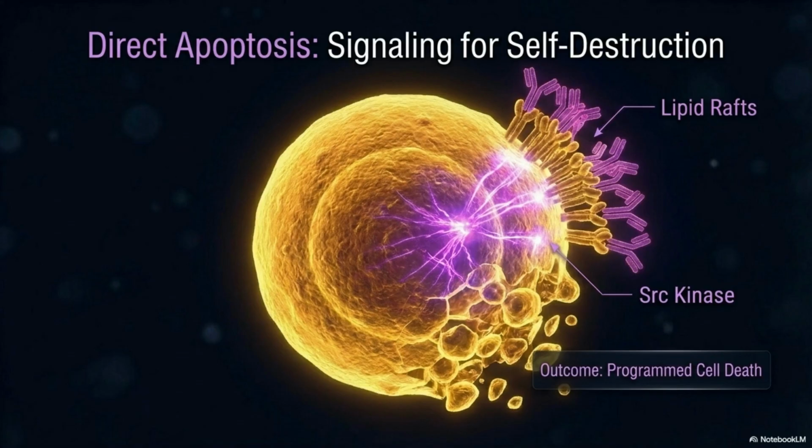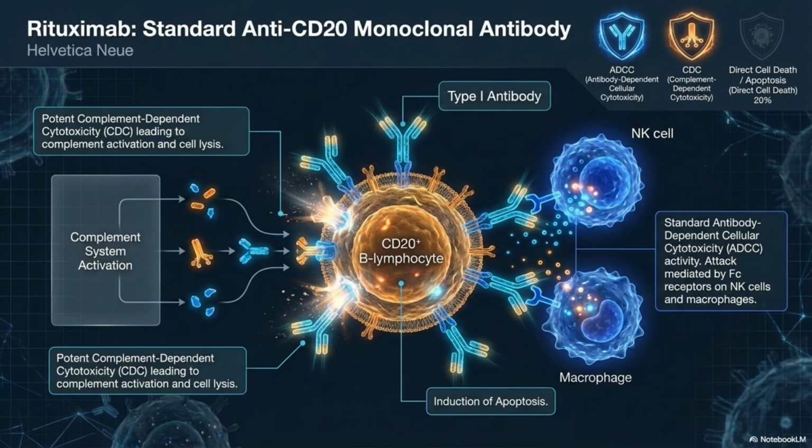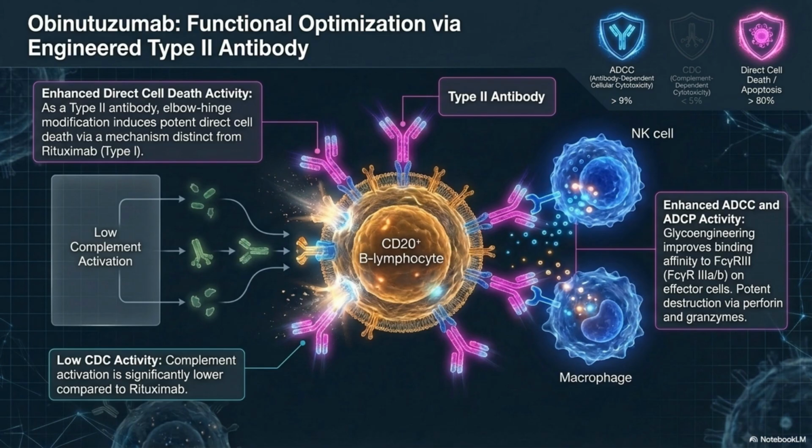Furthermore, the binding of rituximab to CD20 causes the redistribution of the antigen into lipid rafts and activates Src kinases. This triggers intracellular signaling pathways that directly induce programmed cell death, or apoptosis. In summary, rituximab represents a classic type 1 anti-CD20 monoclonal antibody. Its primary strength lies in its exceptional ability to activate CDC, though it also effectively coordinates ADCC and direct apoptosis to clear tumor cells.